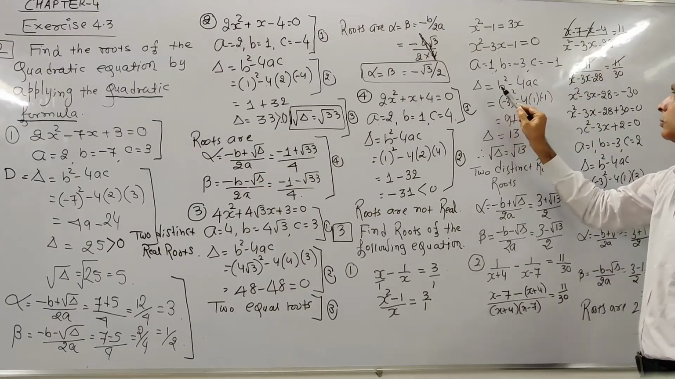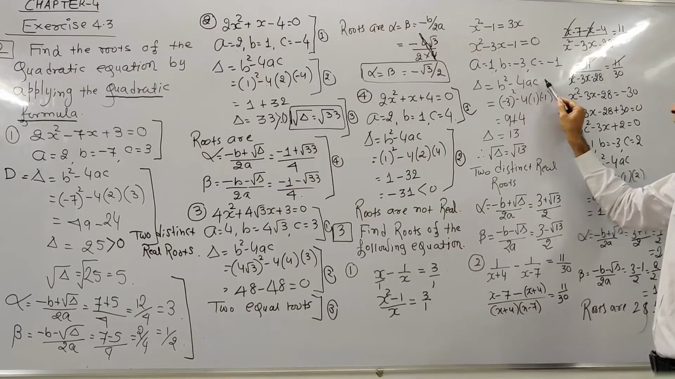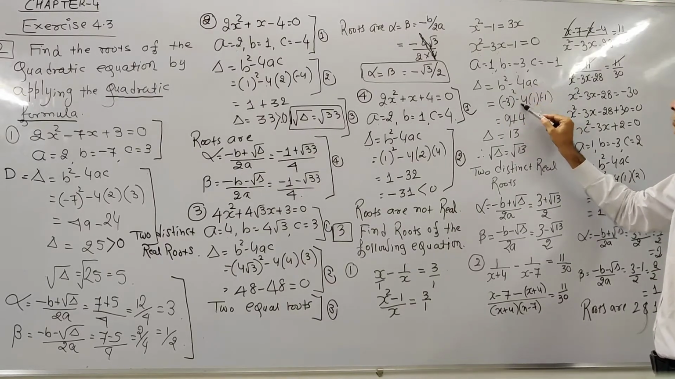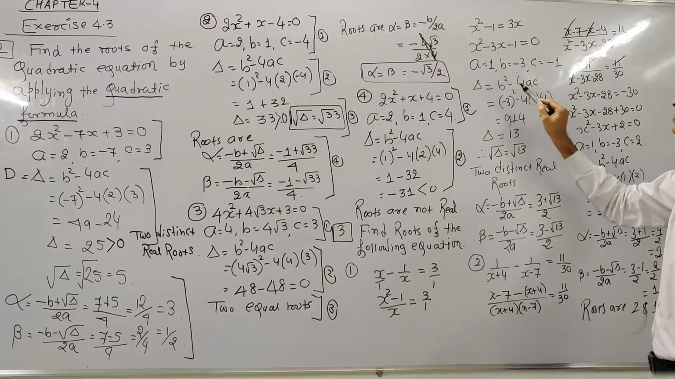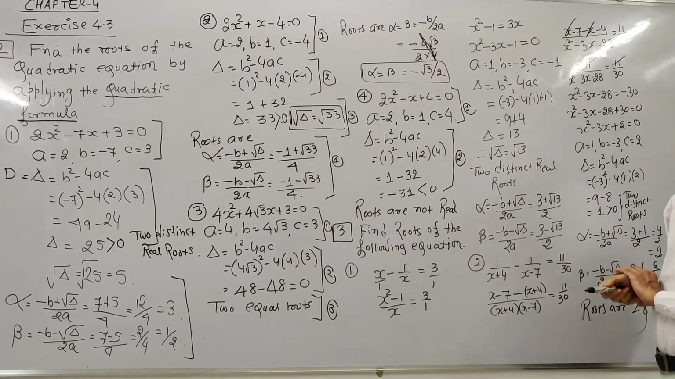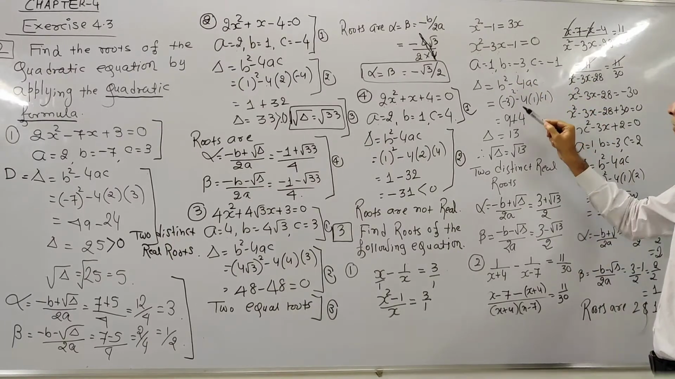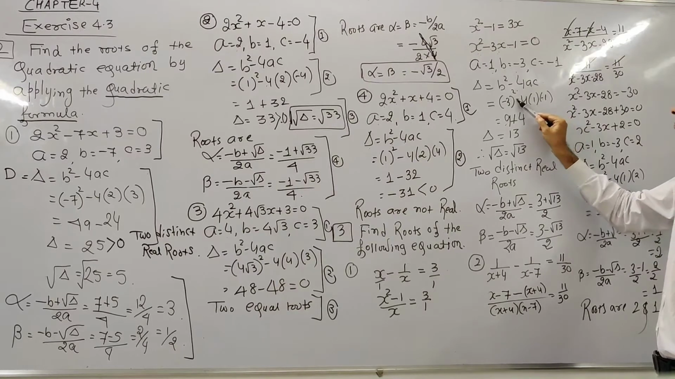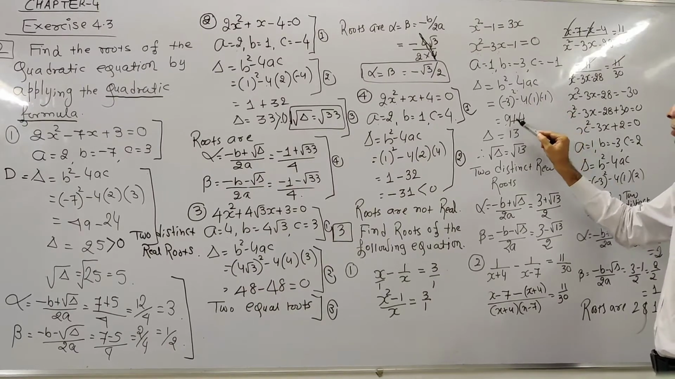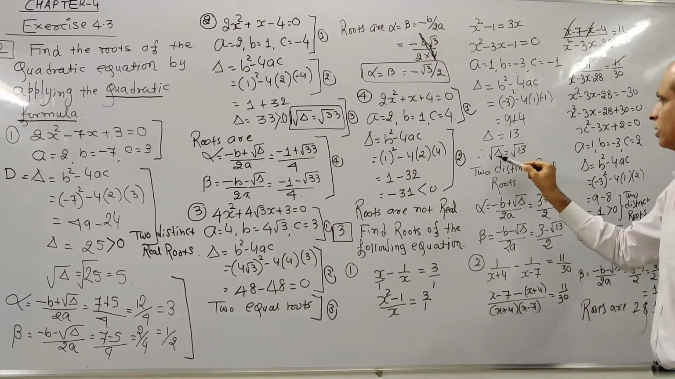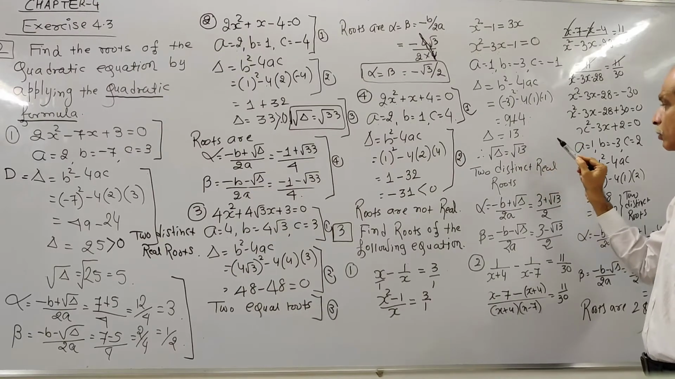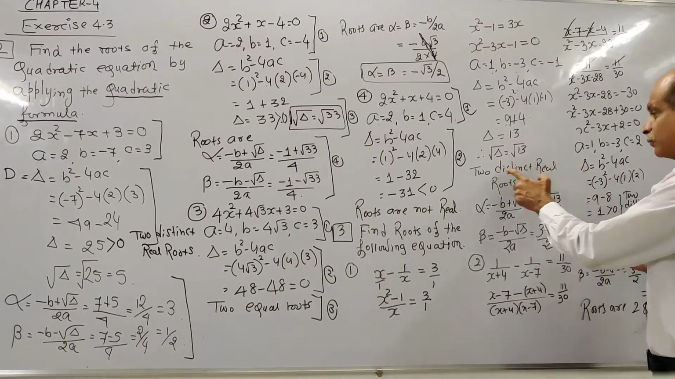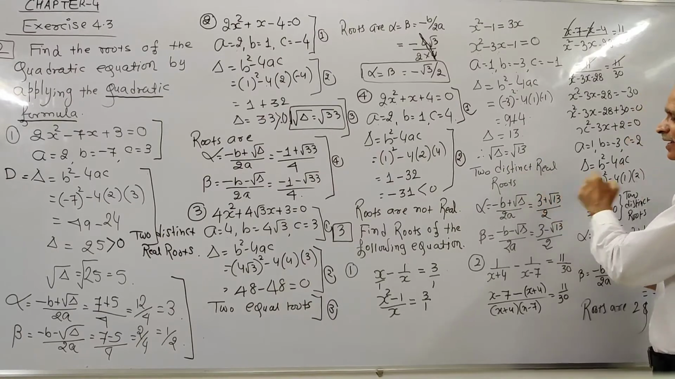So delta is equal to b square minus 4ac. So minus 3 square minus 4, a means 1 and c means minus 1. So minus 3 square means 9 and minus into minus, plus 4 1s are 4, 9 plus 4 is equal to 13. So under root delta is equal to under root 13. So two distinct real roots are there.